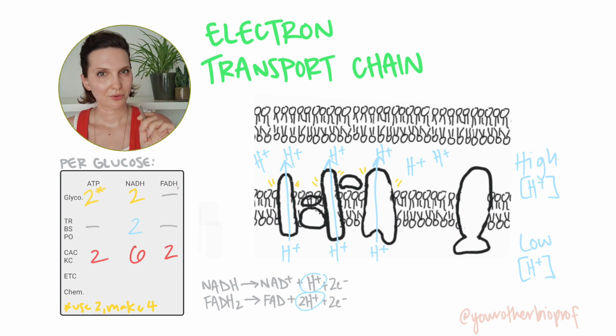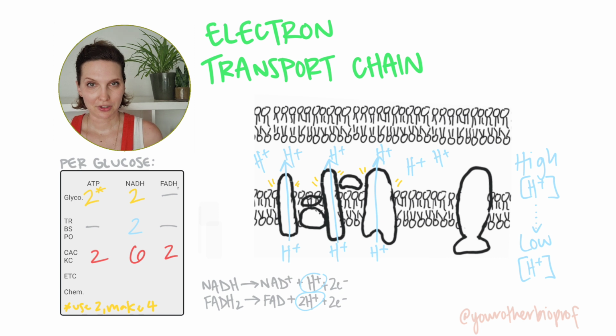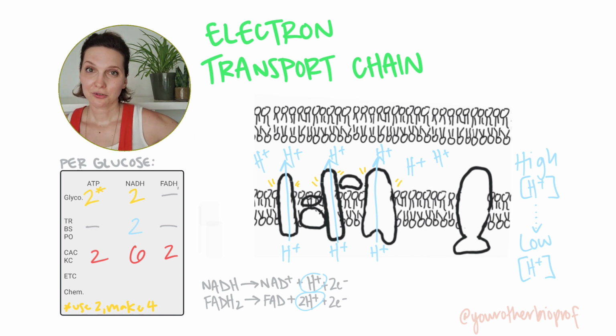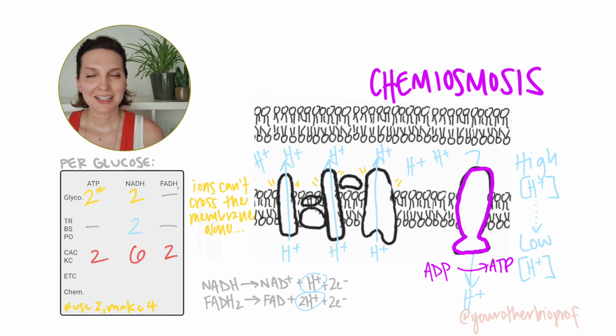Remember diffusion? We've got a concentration gradient. So what are we going to see happening with those protons? They're going to diffuse back into the matrix. Now, they can't go straight through the inner mitochondrial membrane. So how are they going to do it? They're going to go through a protein called ATP synthase, and that's going to power the production of ATP.